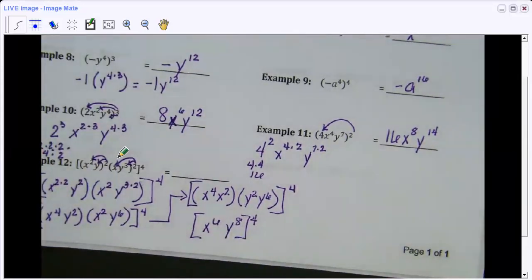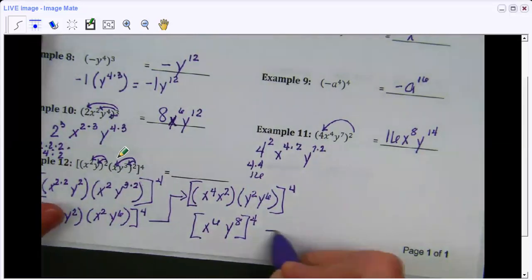Wait, because when you multiply with exponents, you add those exponents. I see. It makes sense. Yes. If you apply the 4 first and then you combine them, that's what I did. I did the 4 first and then I combined them, but I got way off. I got like in the hundreds. Yes, you could.